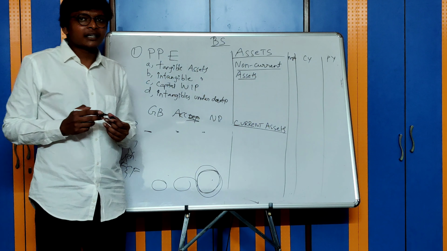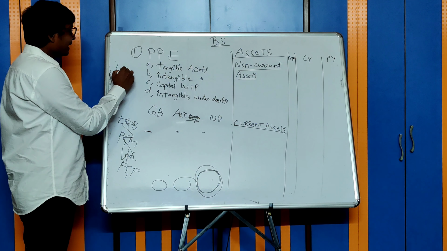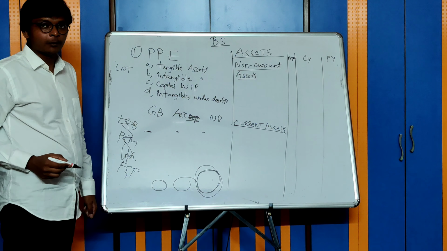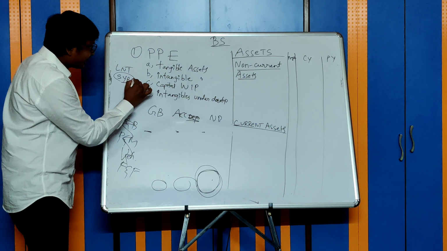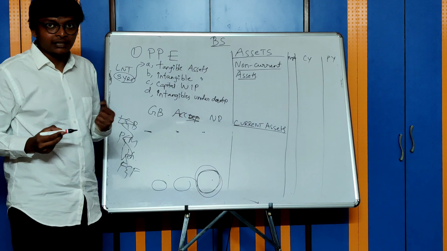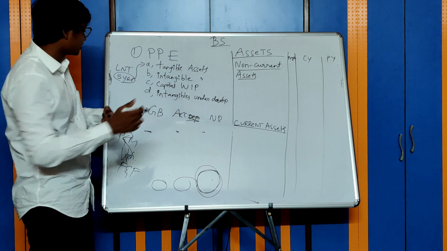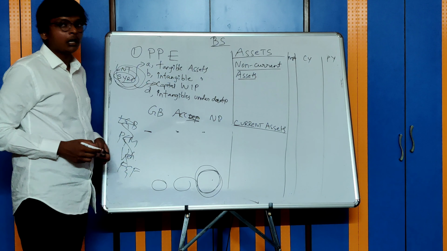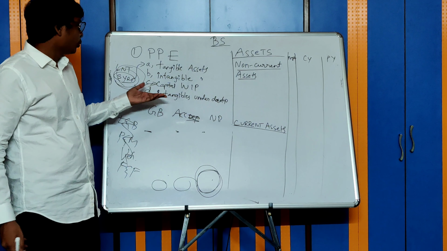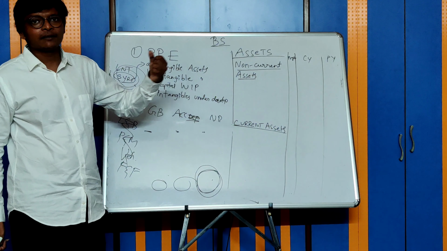What is capital work in progress? Let's say L&T is doing construction of a building which is taking around 5 years. Until the asset becomes a tangible asset, until I start charging depreciation, during the construction phase, it is a capital work in progress. What is intangible asset under development?